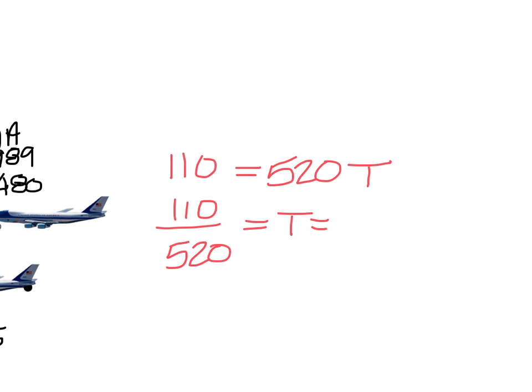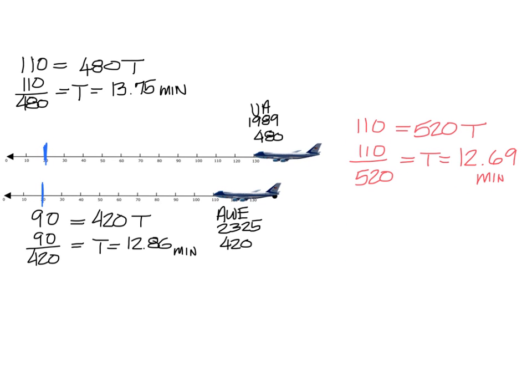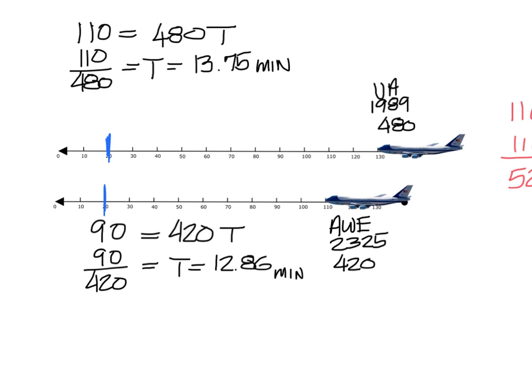And then multiply by 60. What do we come up with? 12.7, to two decimal places, 12.69 minutes. Okay, with that in mind, is 12.69 minutes less than 12.86 minutes? Yes, so the answer would be 520 miles per hour. That would get that top plane there first. That is its maximum speed according to our speed options that we were given. So it would get there sooner.